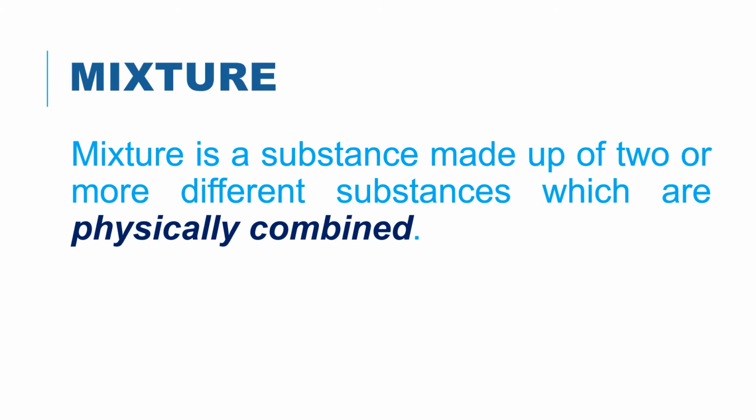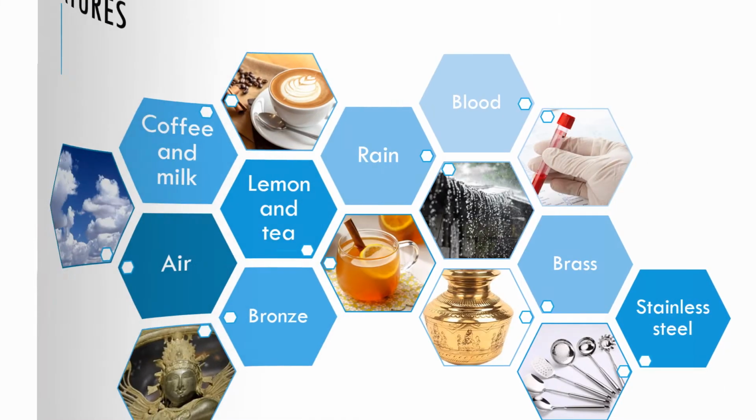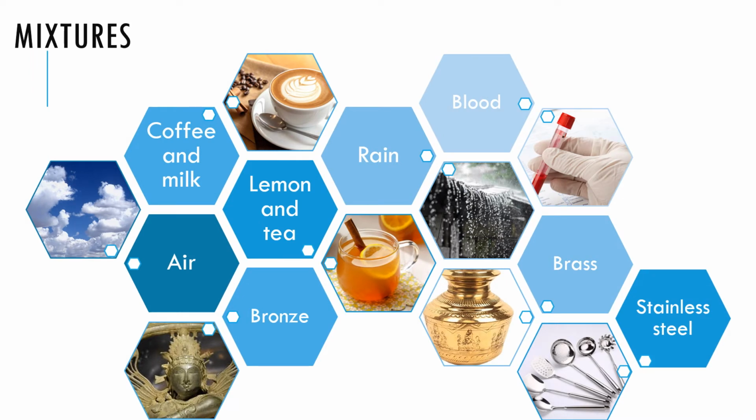When two or more elements or compounds combine physically, they form a mixture. What is a mixture? A mixture is a substance made up of two or more different substances which are physically combined. Examples of mixtures are coffee and milk, air. Air is a mixture of gases. Lemon and tea, bronze, brass, rain, blood, stainless steel, etc.